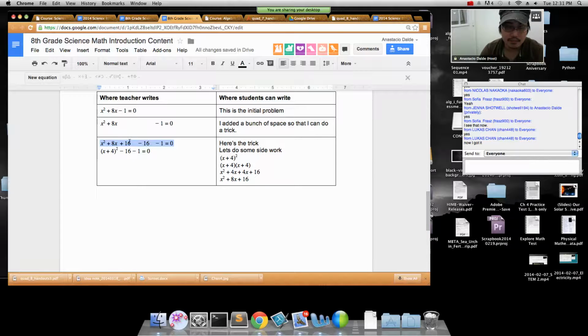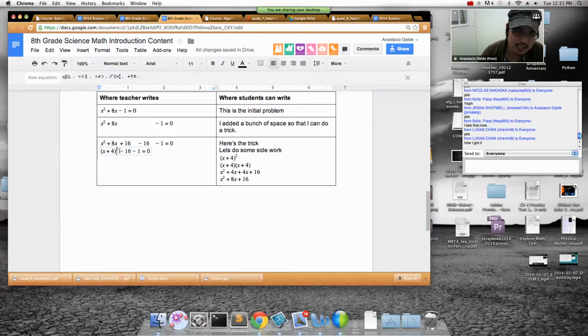Okay. But look, you see these first three numbers? I can represent that by writing it like this, as a perfect square. I can represent those first three numbers, this first trinomial in here, as a perfect square. See that? And I proved it to you right here. Did I deal with this negative 16 and that negative 1? No, not yet. I haven't messed with those yet. But I know that the first three numbers is the same as that. And I still have the negative 16 and negative 1. So what am I going to do? Well, I'll deal with it.